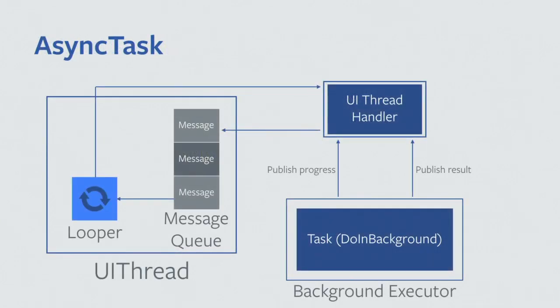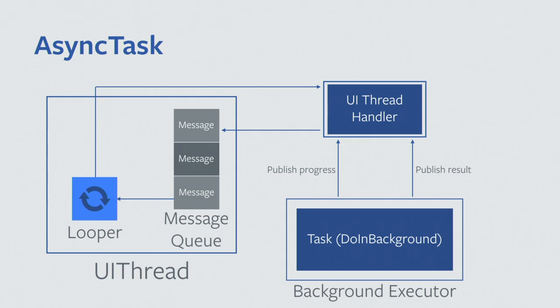Async task is another example that uses these primitives, where you have an executor for the do in background, and then whenever you're posting updates or the actual result, it is posting to that UI handler, which is putting it in the UI's message queue, and the looper then dispatches that through the handler and calls your method.